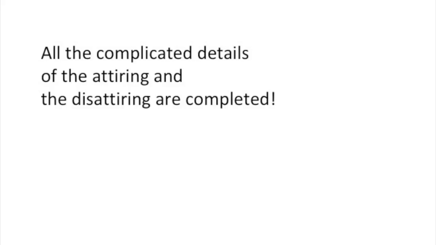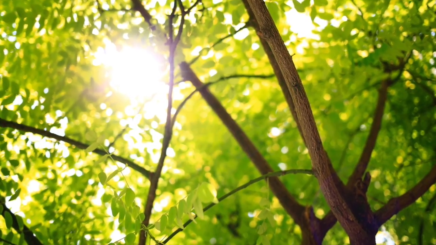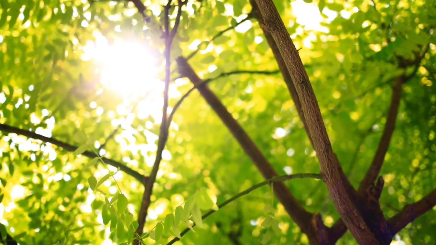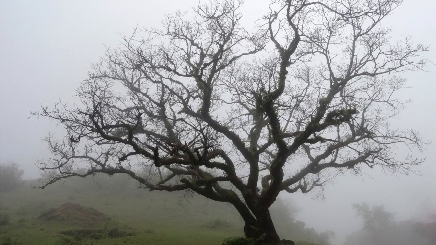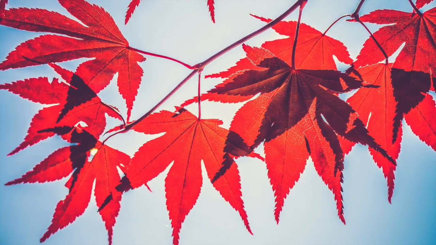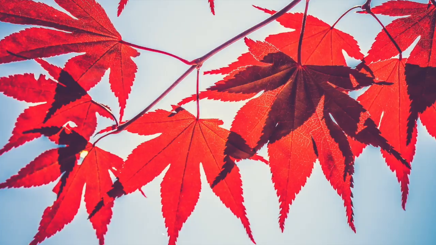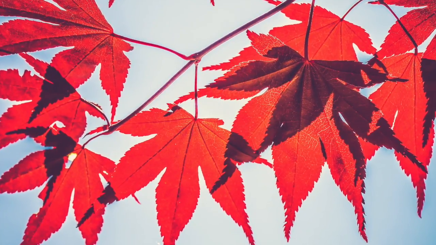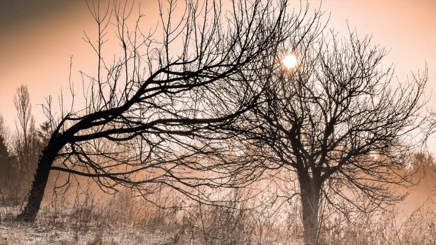Now we know we're talking about trees. We're talking about the attire of trees is leaves. And when the leaves fall off trees, that is their disattiring. So we have this image of trees that get dressed in the springtime with new growth and new leaves, and then get undressed in the fall when those leaves fall off. So all that is completed, which means finished and done.